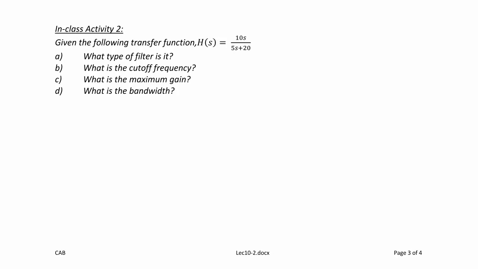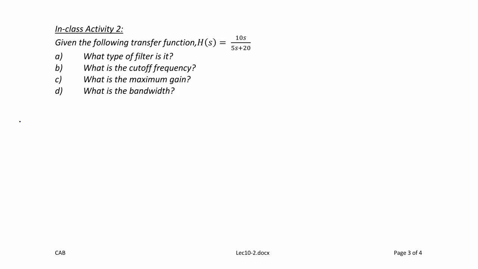In class activity 2, given the following transfer function, H of s is equal to 10s over 5s plus 20, what type of filter is it? What is the cutoff frequency? What is the maximum gain? And what is the bandwidth if it's a band pass or band reject filter? Or what is the pass band if it's a low pass or high pass filter?